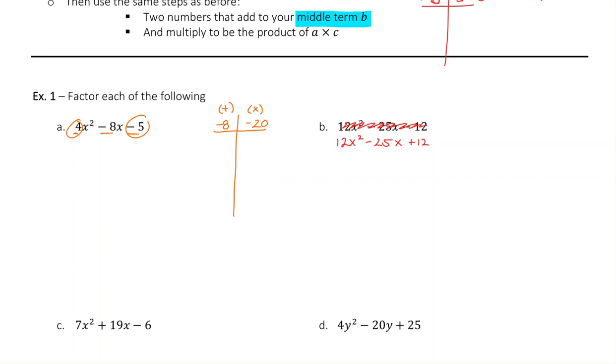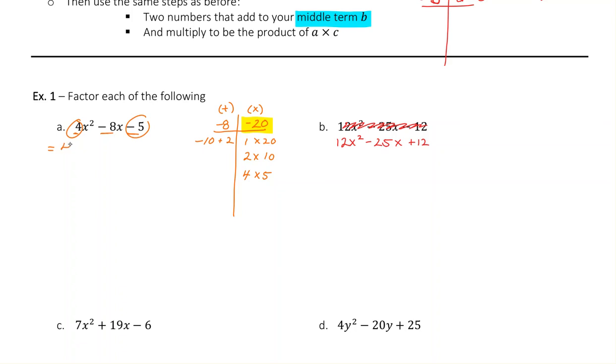So, what are the factors of 20? You have 1 and 20. You have 2 and 10. You have 4 and 5. And what combination of using these as positive or negative numbers can you use to add to negative 8? Know that one of these numbers has to be negative and one has to be positive because we have a negative C value. If that's true, the only combination that would work here is negative 10 and positive 2. Negative 10 times 2 is negative 20, and negative 8 is equivalent to negative 10 plus 2.